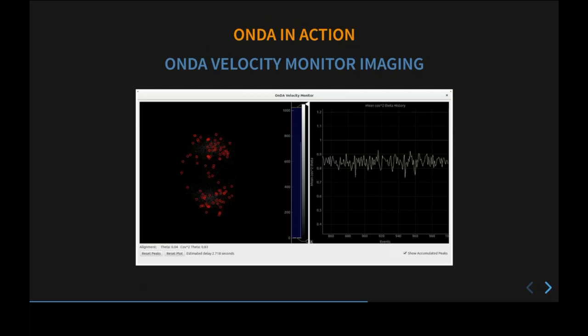And then we could monitor the experiment, again using ONDA. You see on the left the cloud of ions as shown on the VMI detector, and on the right the calculated alignment score. And the delay was low enough, 1-2 seconds, that people could literally tweak the knobs of the X-ray laser and optimize the alignment.